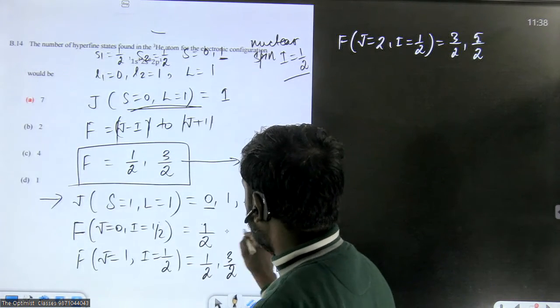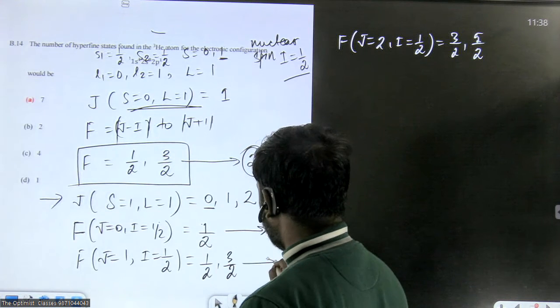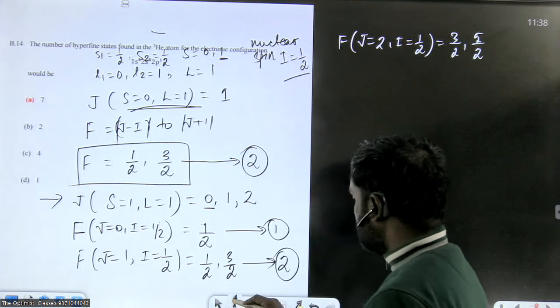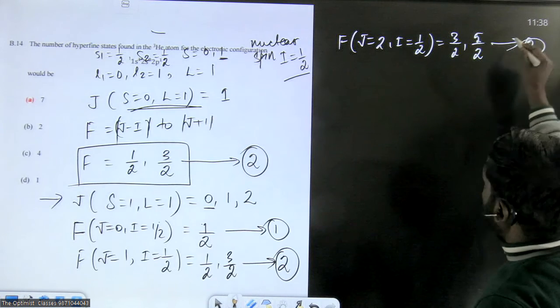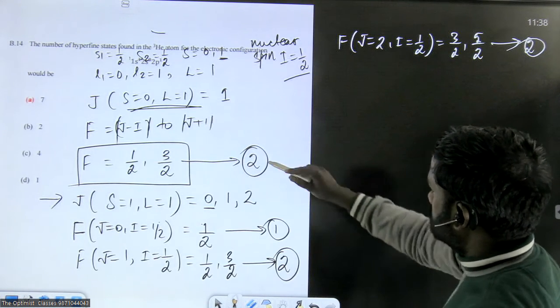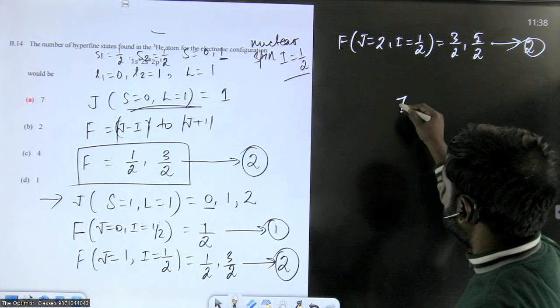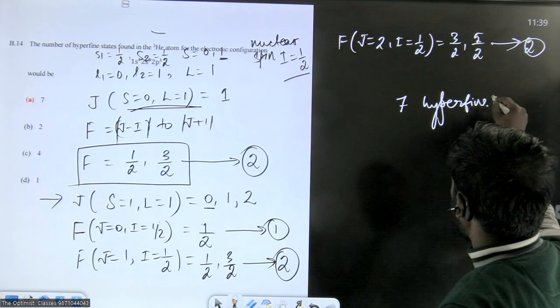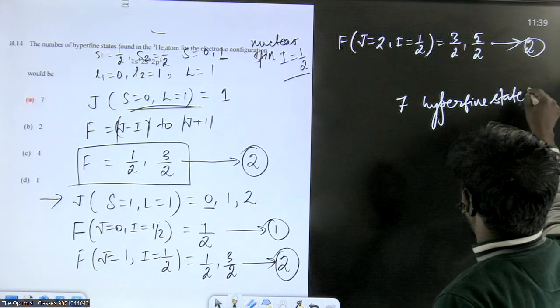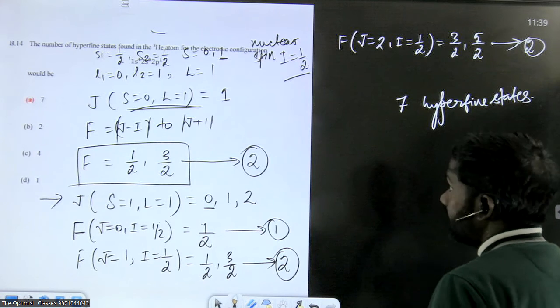Here we are getting one state. Here we are getting two states. And here we are getting two states, two values of F. So in total you get 2 plus 2 plus 2, 6, and plus 1, 7. So 7 hyperfine states. That's what we get.